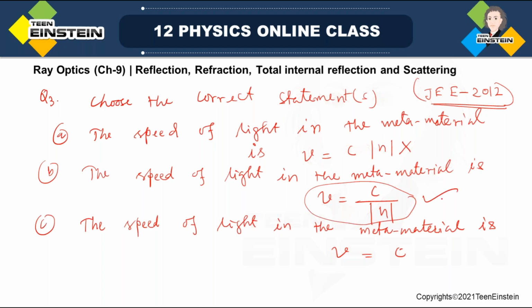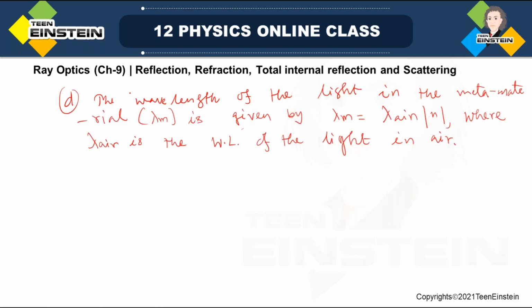Option C says speed of light in the metamaterial is c. This is also not correct, because while traveling through a material, the speed will be altered, and because of that, the speed of light in vacuum and the speed of light in any medium will not be the same. Now the last option is that the wavelength of the light in the metamaterial is given by this. We can just see whether it is true or not.